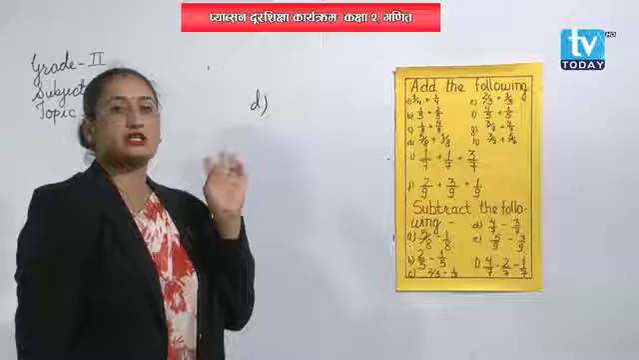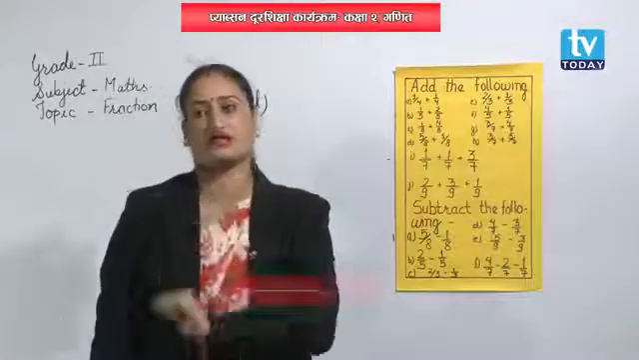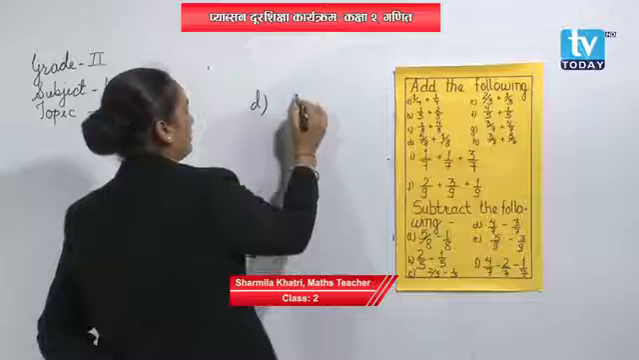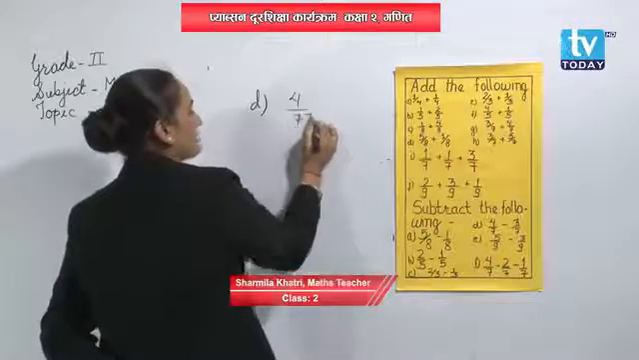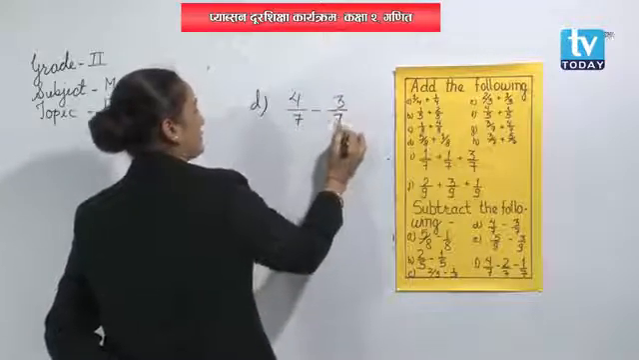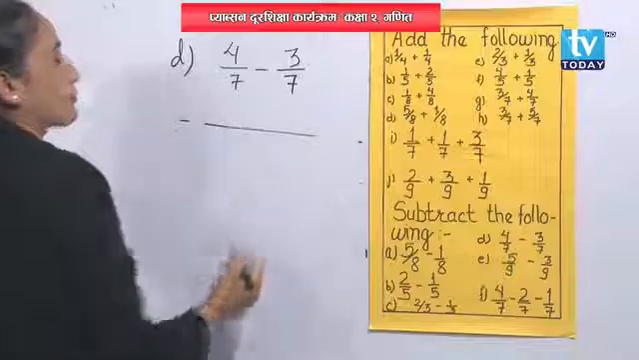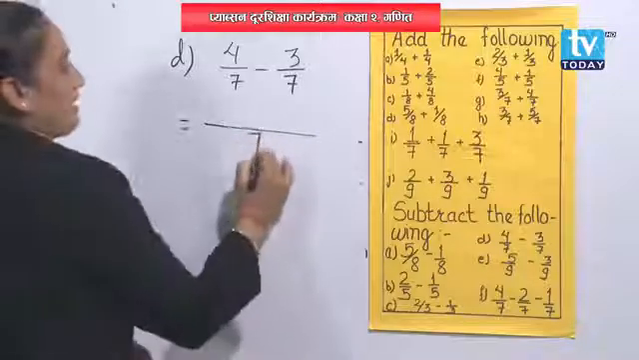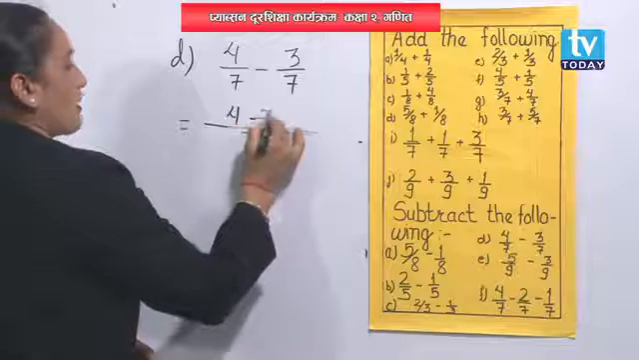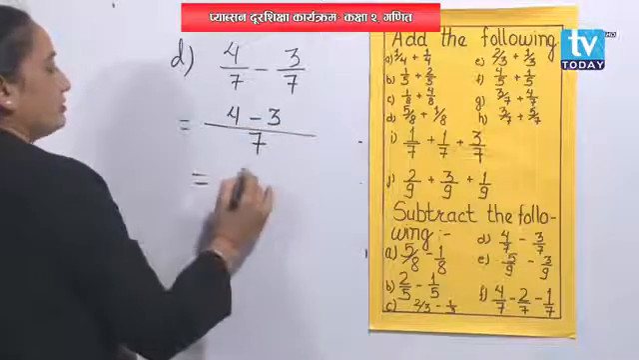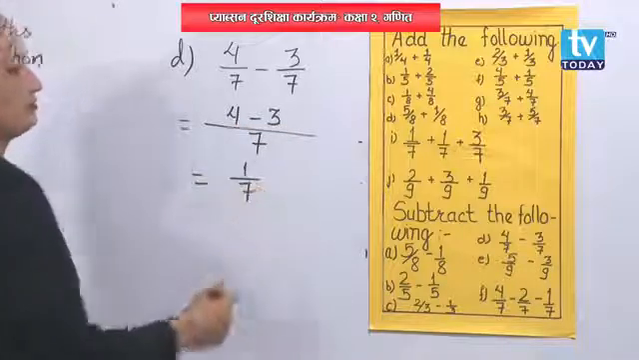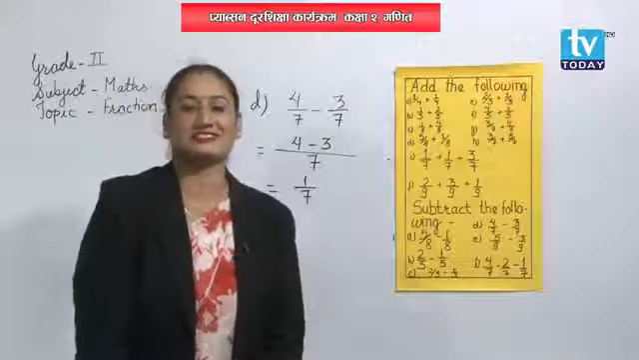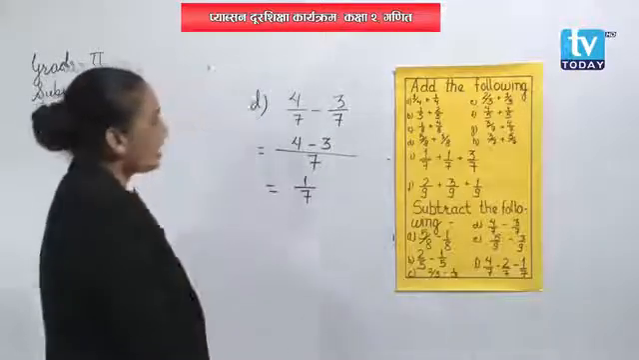3 questions of the subtraction are completed. It's number 4. Now, students, in number 4, 4 by 7 and 3 by 7 are there. Can we subtract it now? Okay. 7 should be written here. 4 minus 3 equals 1 by 7. Are you writing the same answer? Of course. Right, students? Okay.